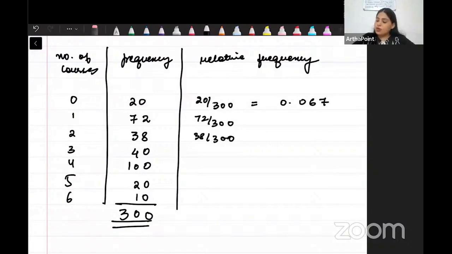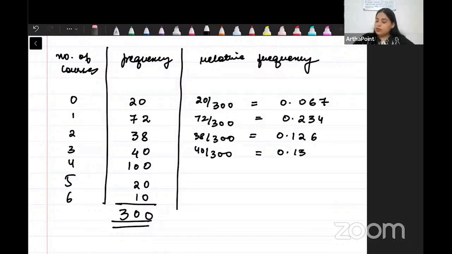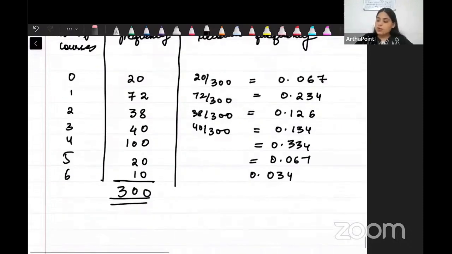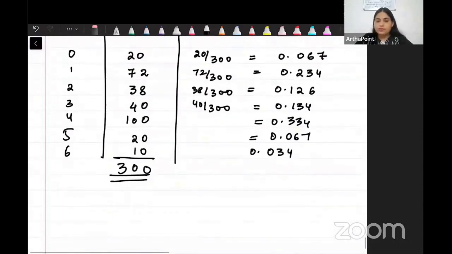So this is 0.067. Then you will get 0.234. Then you will get 0.126. Keep doing this. 40 by 300, you will get 0.134, 0.334, 0.067, and 0.034. Please verify once that you are getting these digits only.